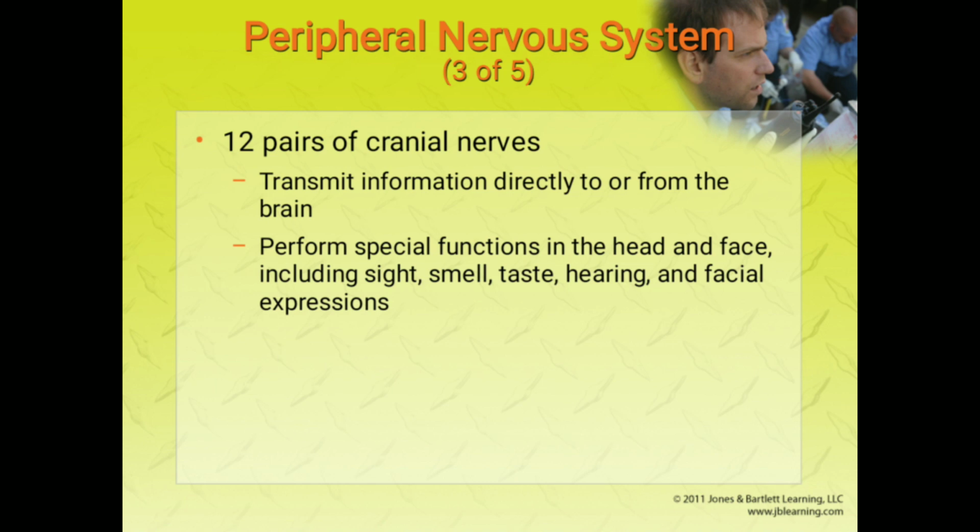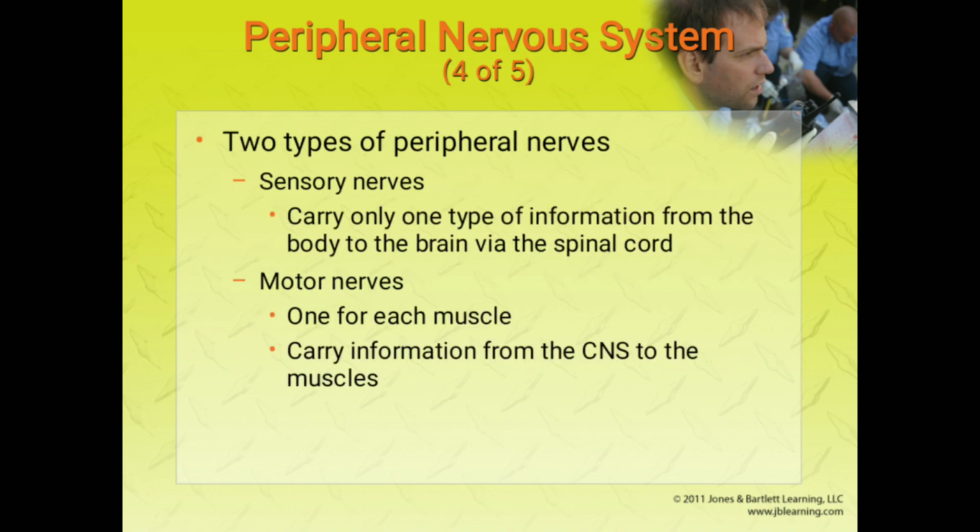So that performs special functions in the head and face, including sight, smell, taste, hearing, and facial expressions, which are brought about by these nerves. These nerves actually control all these happenings in our body, like looking around, smelling around, tasting around, and hearing, and also facial expressions of anger and love, or something else.